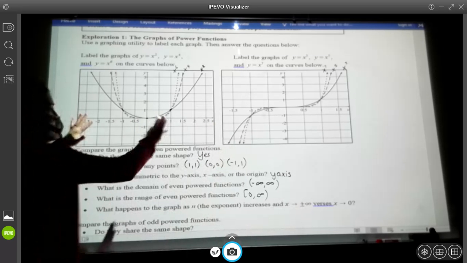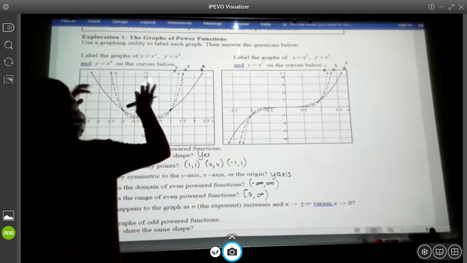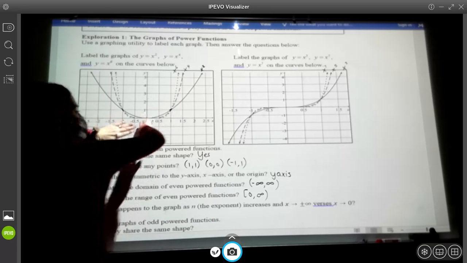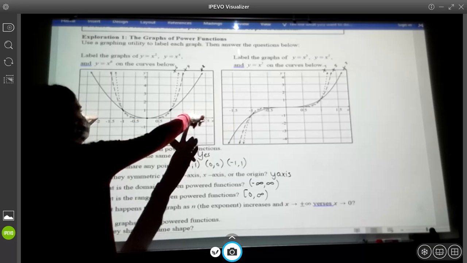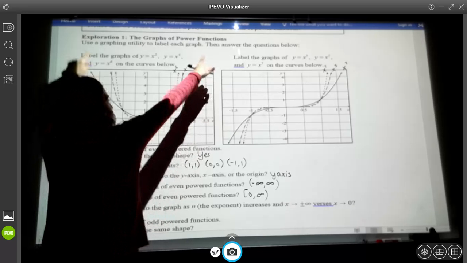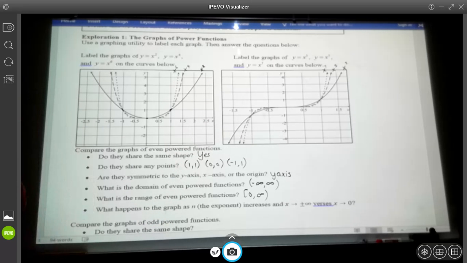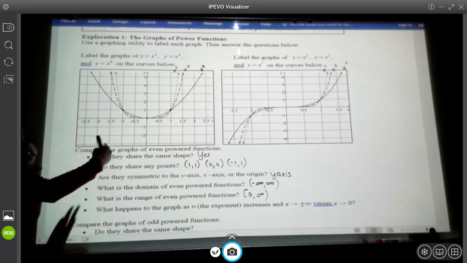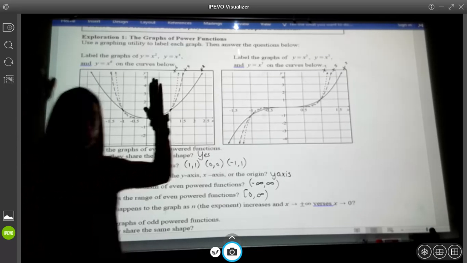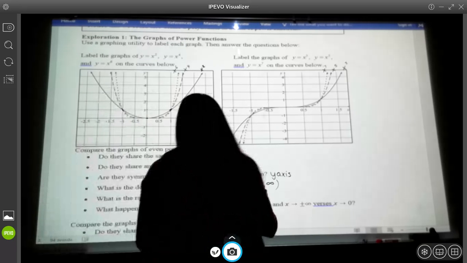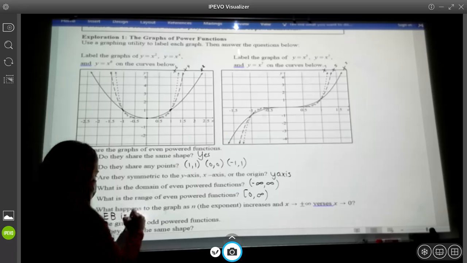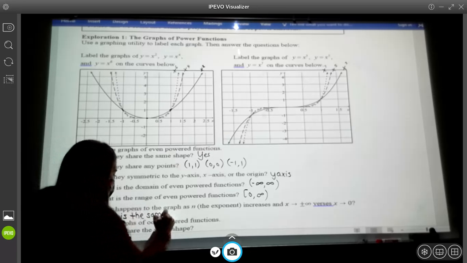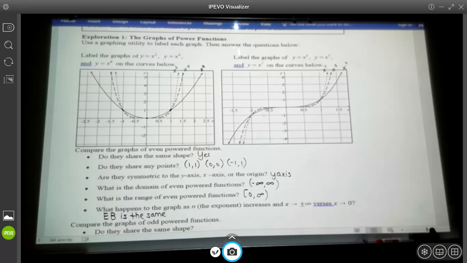What they want you to take away, and we've kind of discussed it, is that on an even power function graph, as x gets really big or as x gets really small, both ends of the graph are shooting off to infinity. That just means that they have the same end behavior. On an even powered function, we end in the same direction, either both up or both down. So I'm going to say the end behavior is the same.